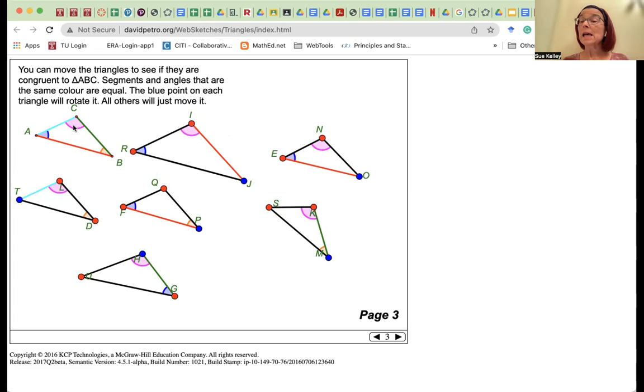So practice identifying congruent triangles using our triangle congruence rules.